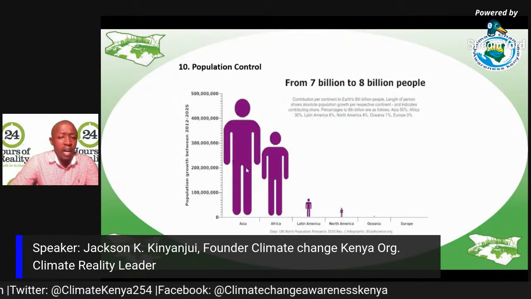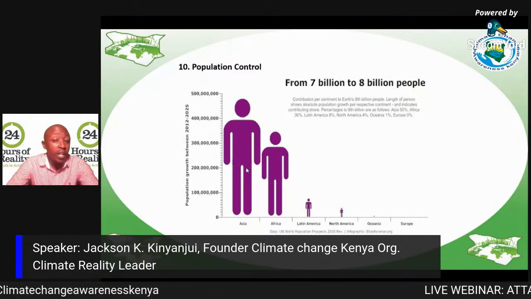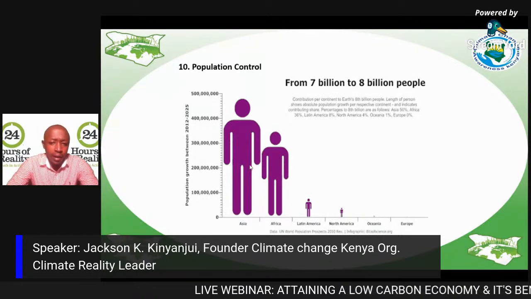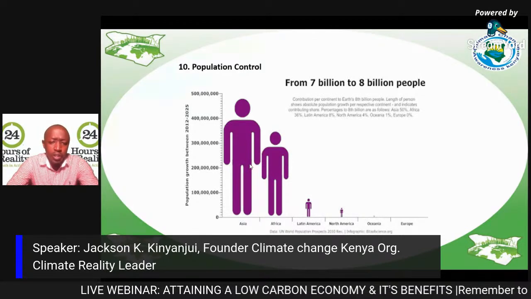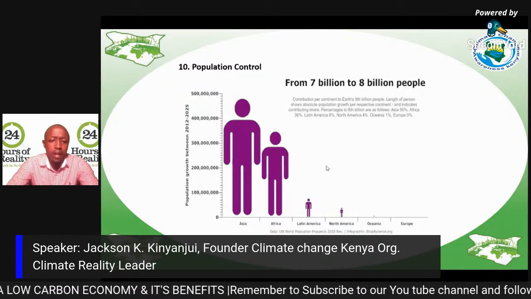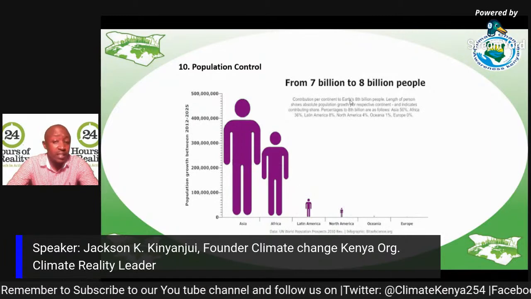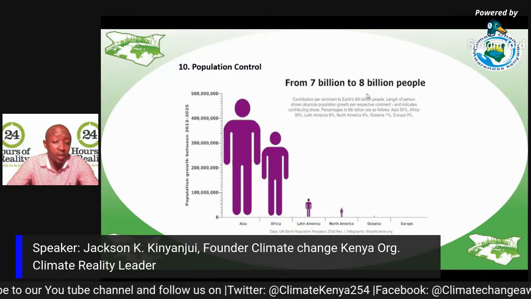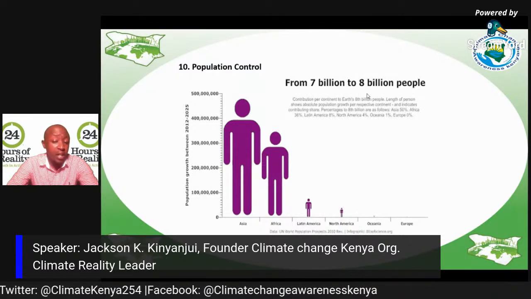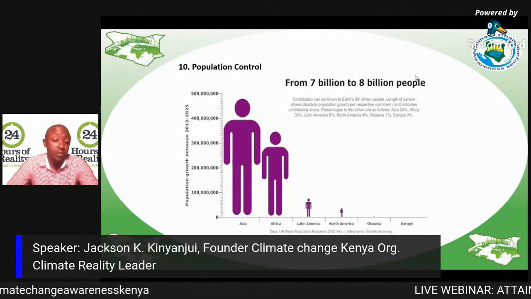Population control, I've put it as the last factor. The reason being that this is one area where most nations are evading. For us to reduce our carbon footprints, we should look into how we can control our population increase. From the chart, it's evident that the population right now is heading to 8 billion. And the future forecast is that by 2100 the population of the earth will be around 11 billion.